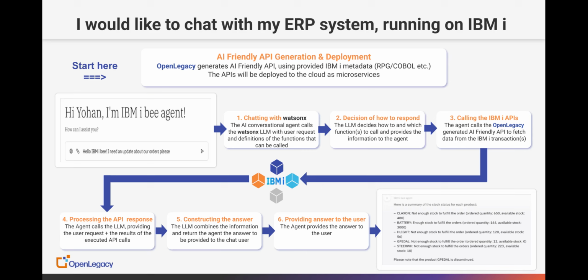The agent calls up the LLM, passing on the user request and the results of the API calls. The LLM processes the information and returns a response to the agent. As a final step, the agent returns a natural language response to the user. From the user's point of view, the whole flow simply consists of a question followed by an answer.